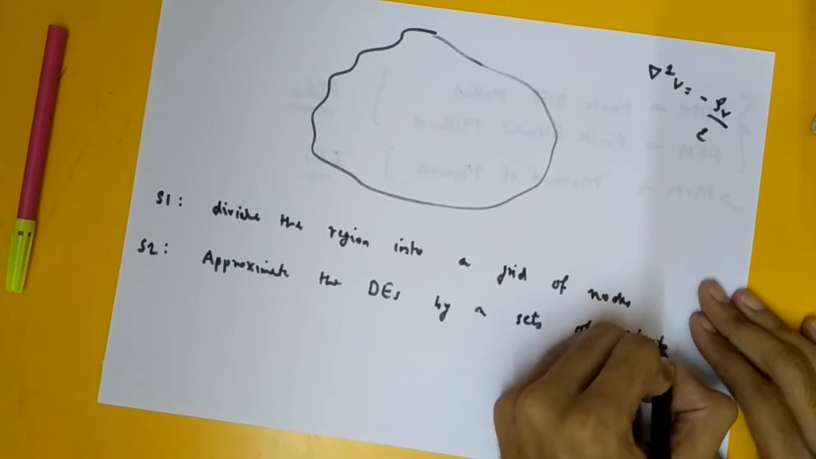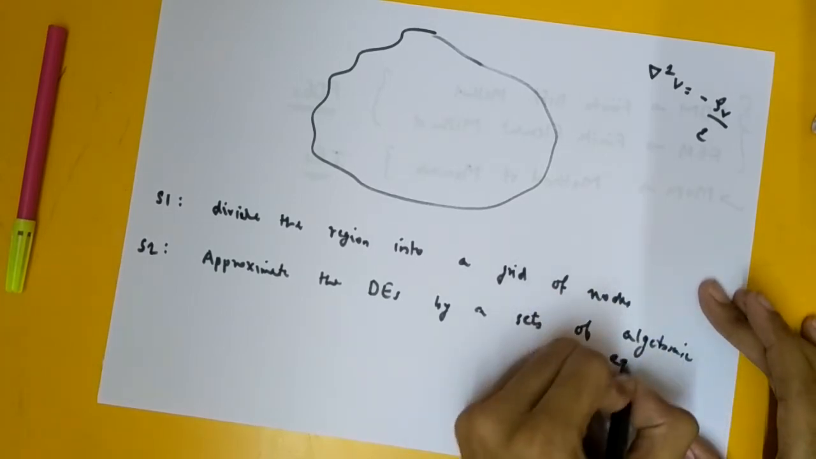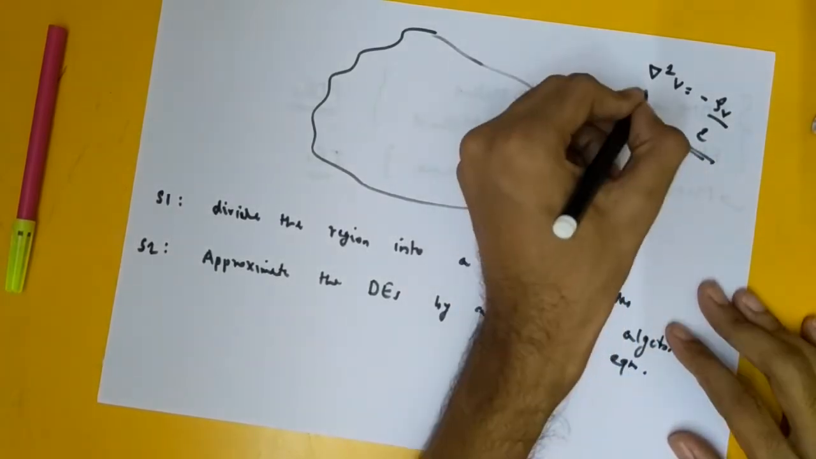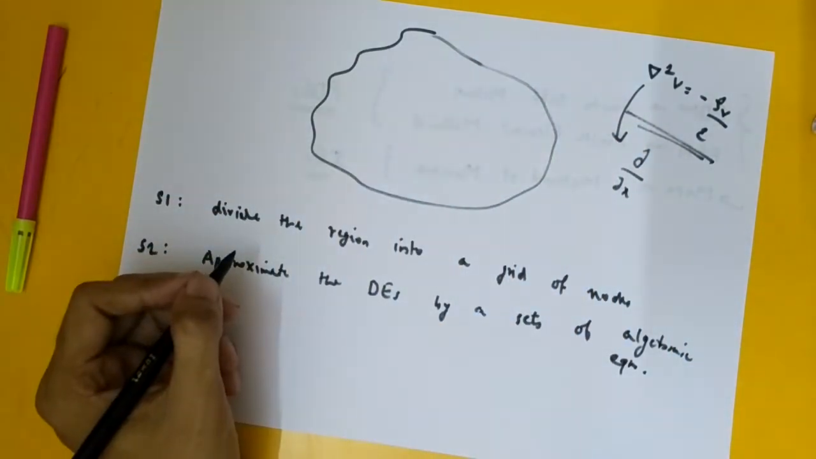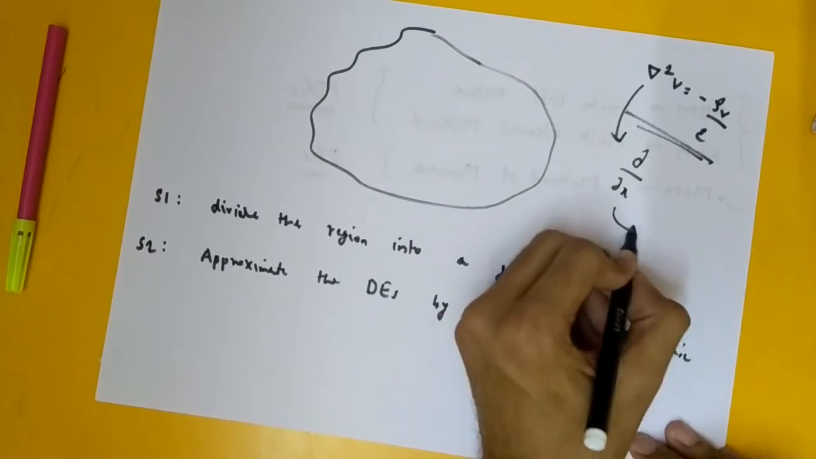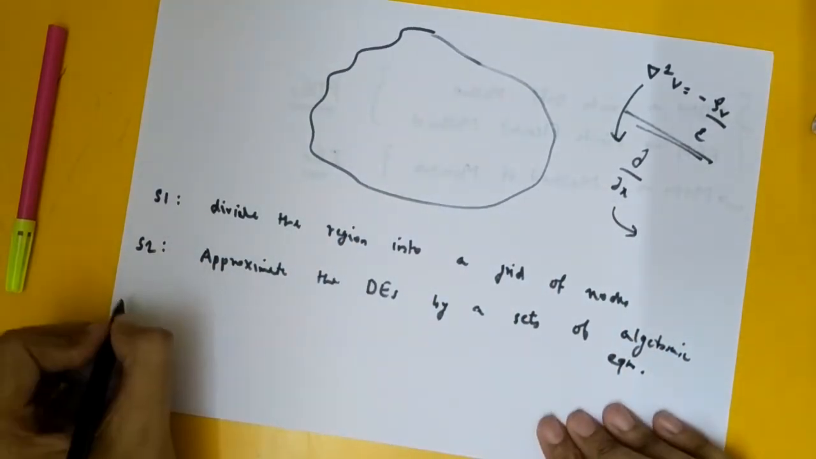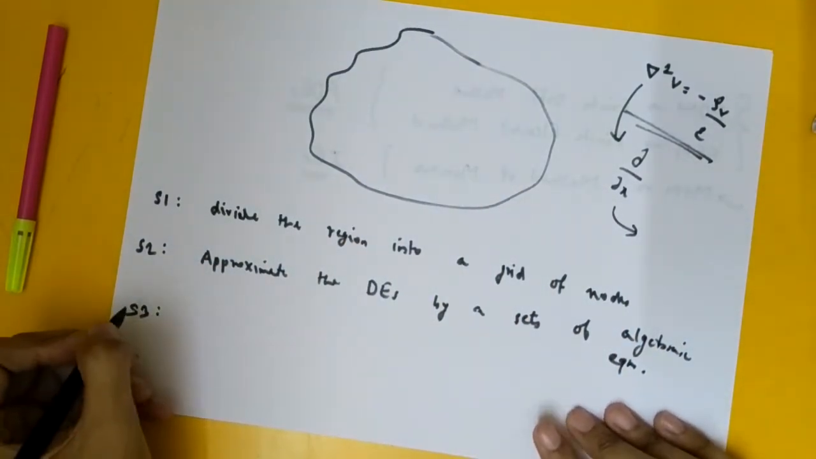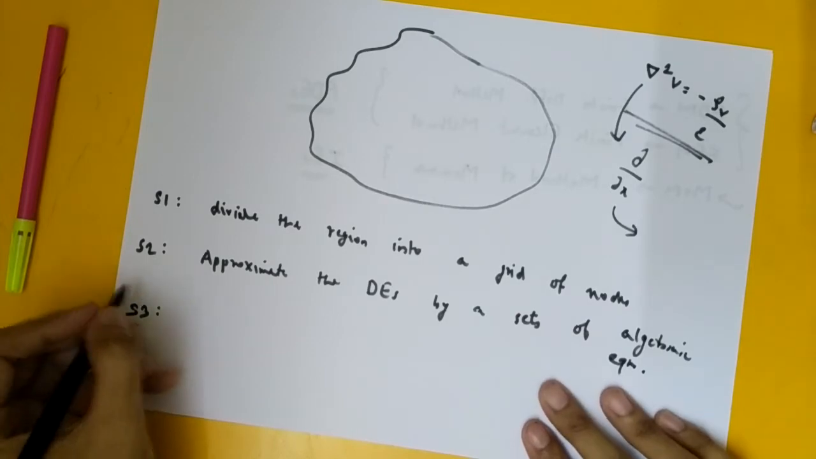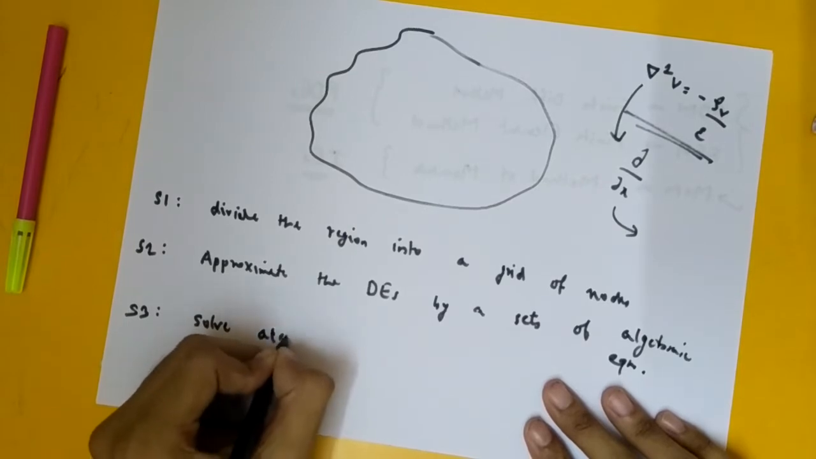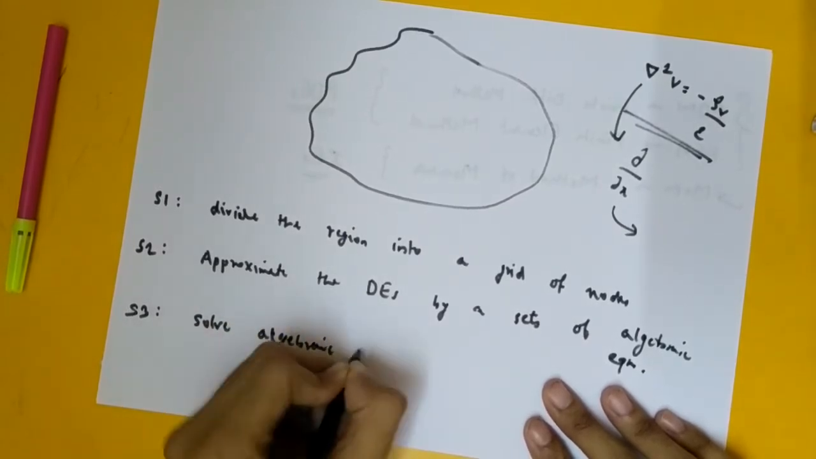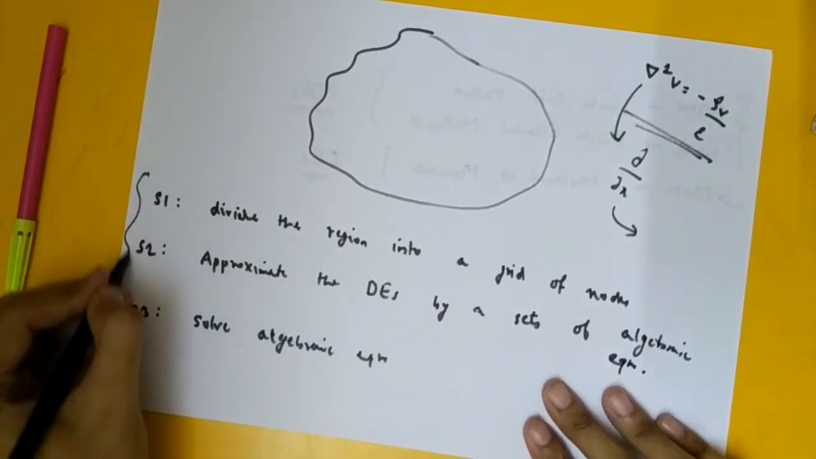Algebraic equations. And why do we have to do this? Because obviously these are tedious to solve. Differential equations, wherever a derivative term comes, are tedious to solve. So we try to convert them to algebraic equations, so in a simpler form. So that is step two. And finally, once we have got algebraic equations, what is the next obvious step? To solve the algebraic equations. Okay, so these three steps we are going to do.